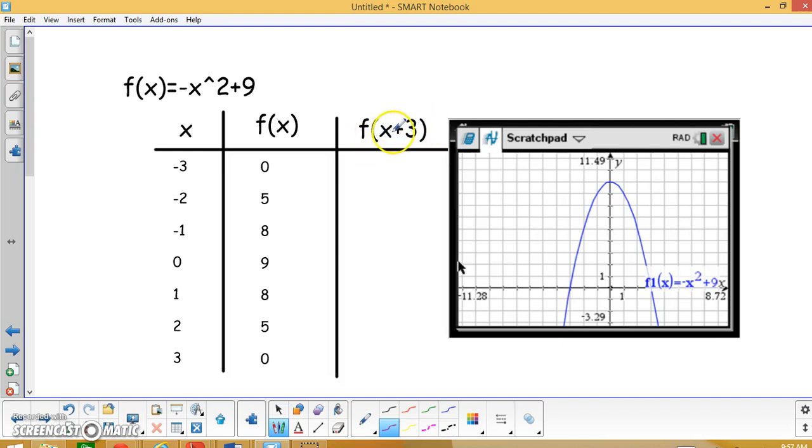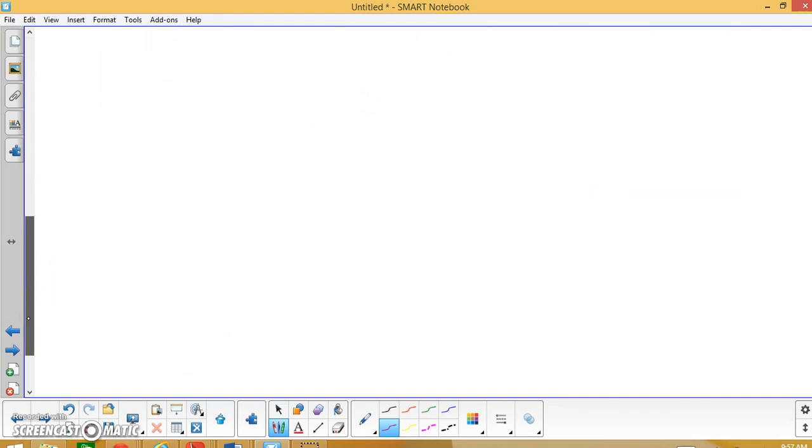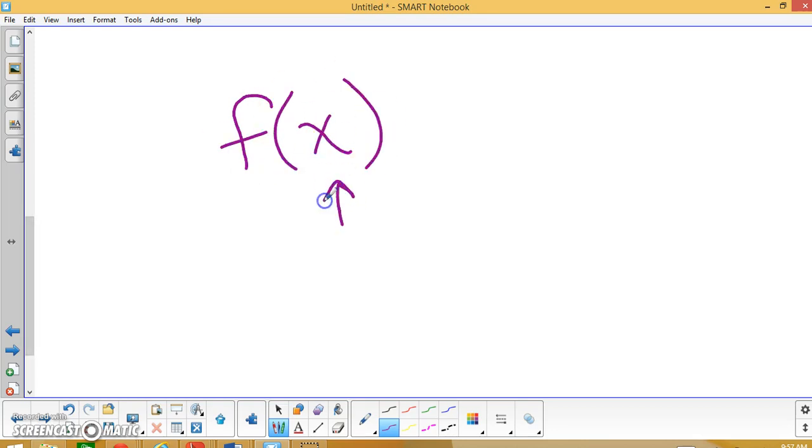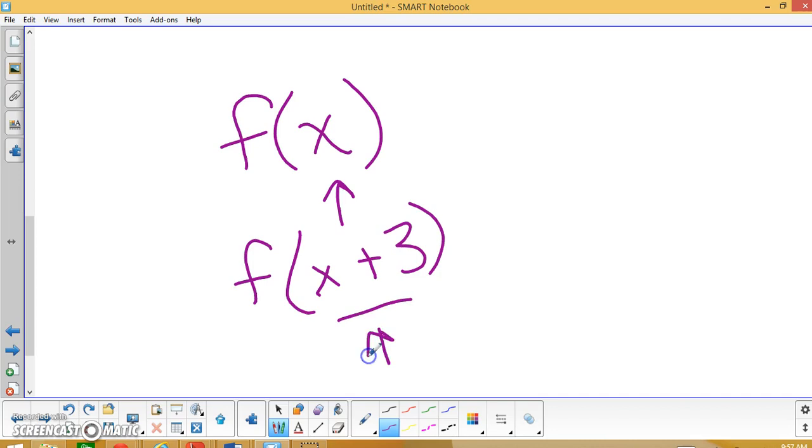So now we're going to see what happens when we do f of x plus 3. So let's take a side note, a sidebar. When we have f of x, what this is saying is this is my input. So now what I'm saying is I'm going to have the x value, but I'm going to add 3 to my x value, and this is now my input.